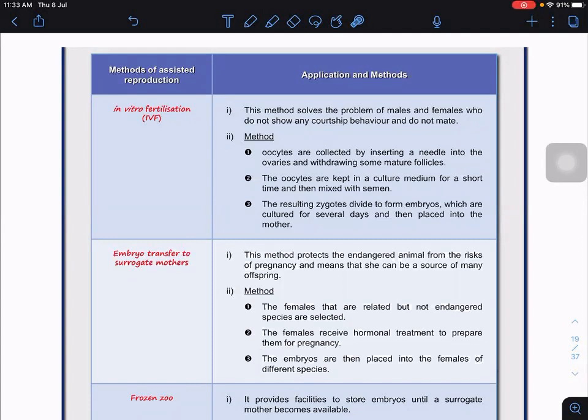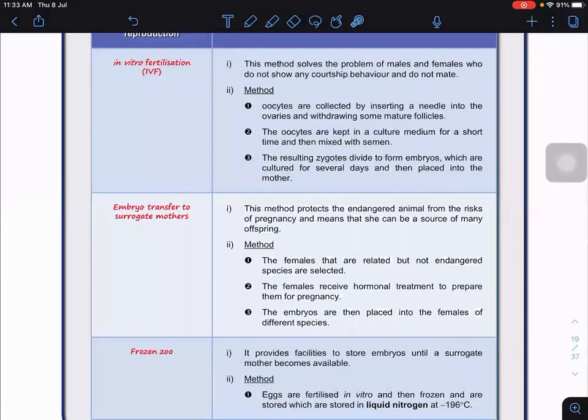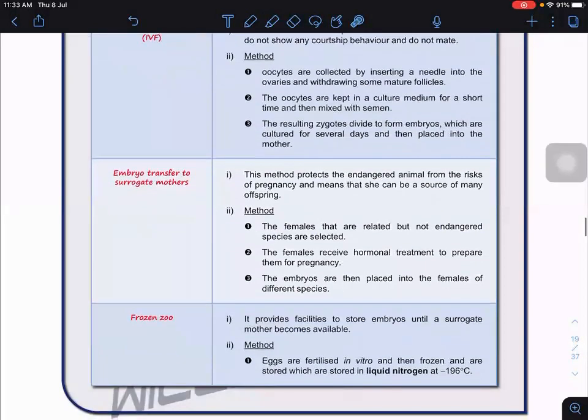And the mother, just now we said that the original species can still continue to be treated with a hormone to give us the ovum. Okay, so what is the method here? The females of related but not endangered species are selected, and the females receive the hormonal treatment to prepare them for pregnancy. The embryos are then placed in the females of a different species, but they are closely related. They are the same genus. Right? One of the terms and conditions is that they come from the same genus.